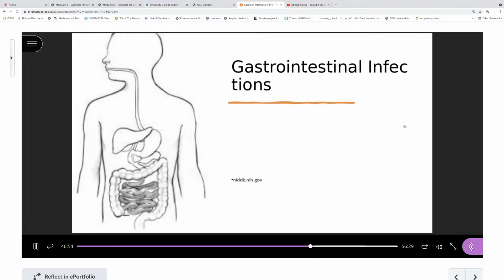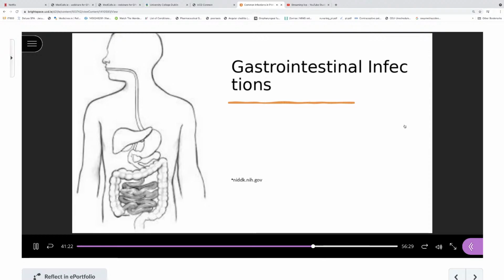We really only need to consider bacterial causes in cases that are protracted, so ongoing symptoms, diarrhea in particular, and if there's blood in the stools as well. If there's bloody diarrhea, we will immediately send a stool sample to the laboratory, where it could be examined for the bacterial causes such as Salmonella, Shigella, E. coli O157, Yersinia, and so on. But these are really very uncommon.